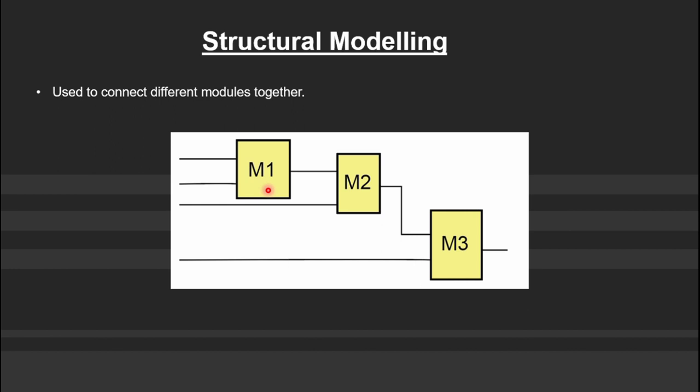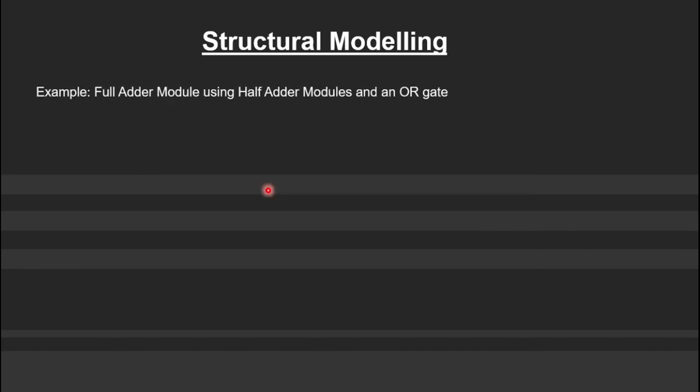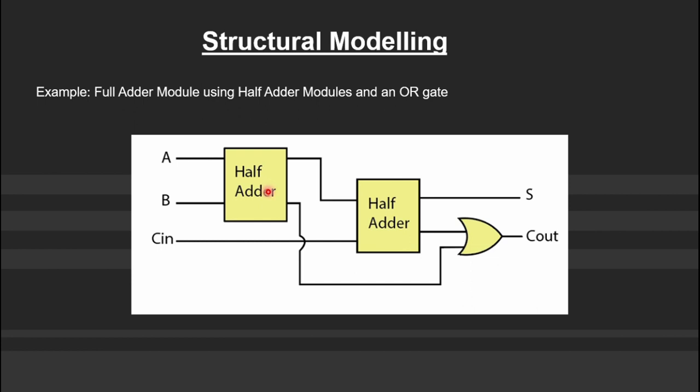So let us take a further example to illustrate this. Consider a full adder circuit, and we know a full adder circuit can be made using a half adder as shown. So we need two half adders and an OR gate in order to make a full adder. So if we develop a module of half adder, then we don't have to develop the whole full adder code. We can just use the half adder module in order to implement the full adder using structural modeling.